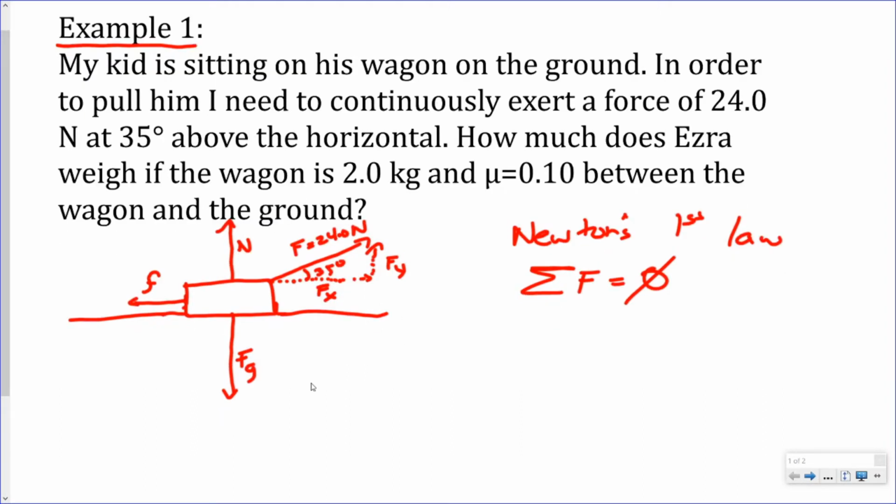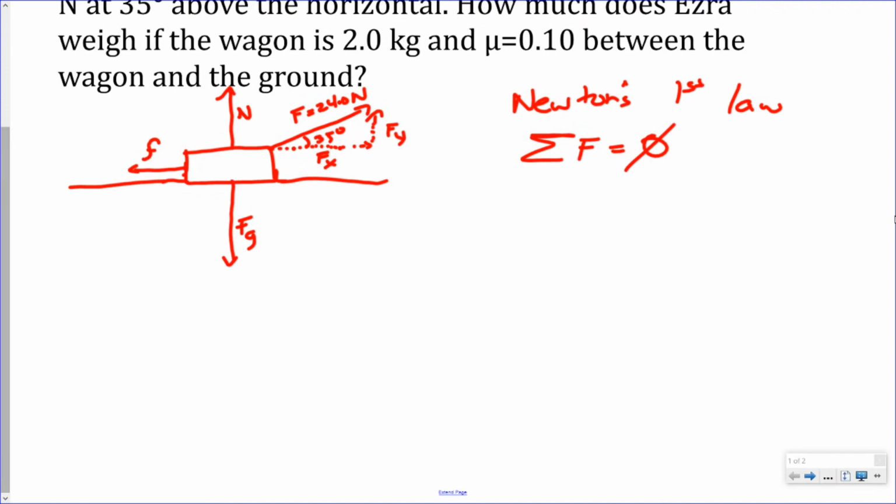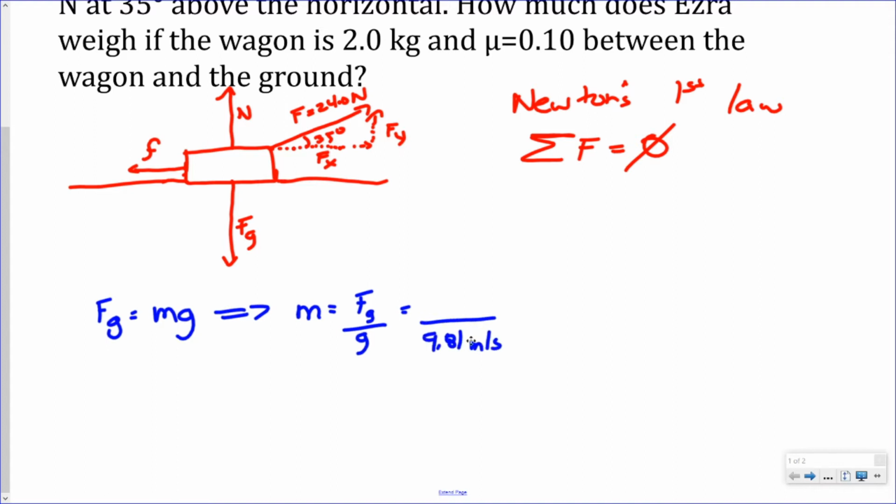Ultimately we want to know Ezra's mass. So where are we going to get that mass from? Generally from the force of gravity is what we're going to be looking for here. So how do we find the force of gravity? Fg equals m times g, so we can rearrange that to give us the mass equals Fg divided by g. We know the acceleration due to gravity is 9.81 meters per second squared.